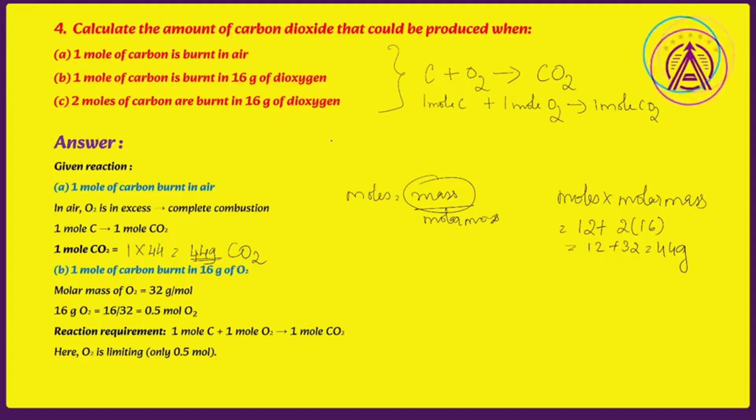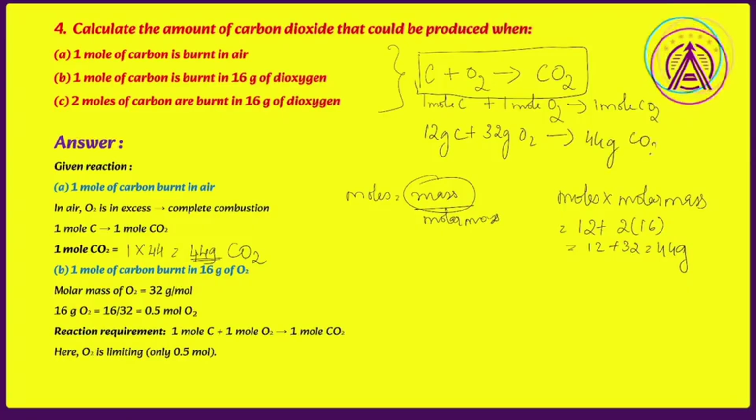Second question. What happens when 1 mole is burnt with 16 grams of dioxygen? If I look at this equation, C plus O2 gives me CO2, carbon plus oxygen giving carbon dioxide, and I calculate its masses. So 12 grams of carbon is reacting with 32 grams of oxygen to give me 44 grams of carbon dioxide, correct? Molar mass wise, if I see. Now, if this 12 grams of carbon has to react and give me 44 grams of carbon dioxide, I need to have 32 grams of oxygen.